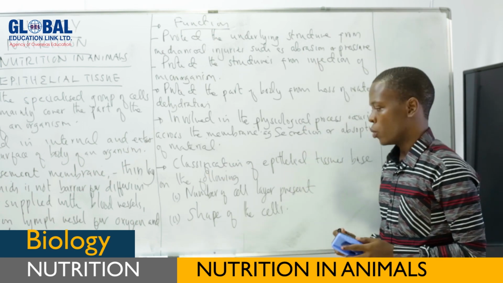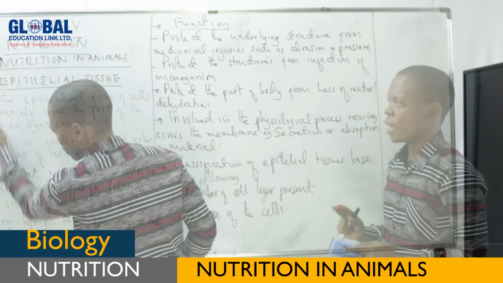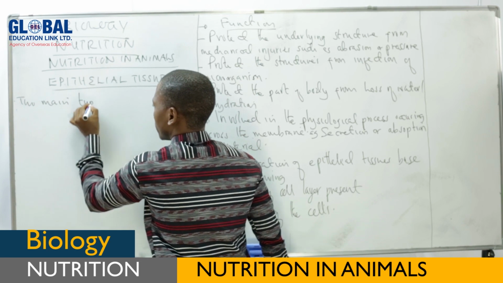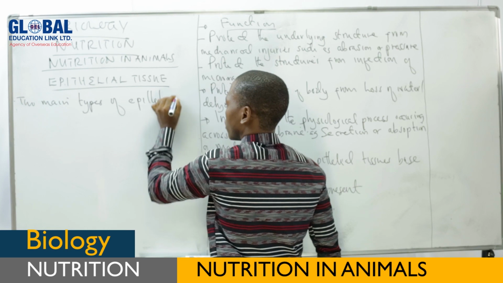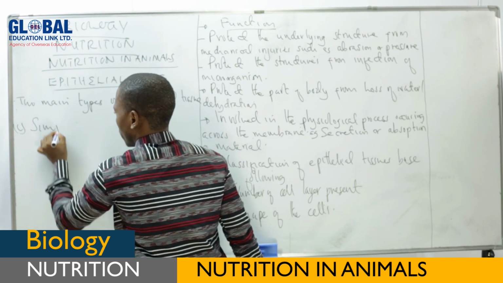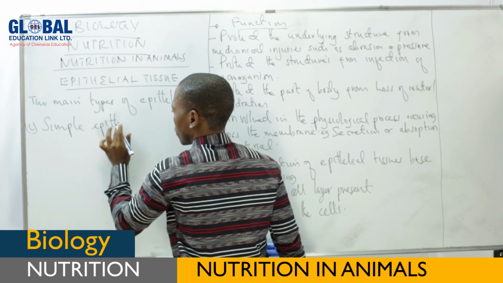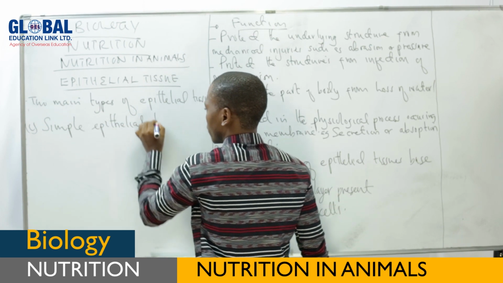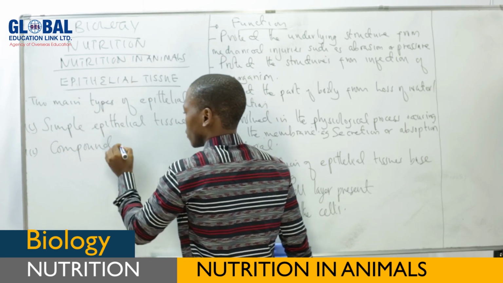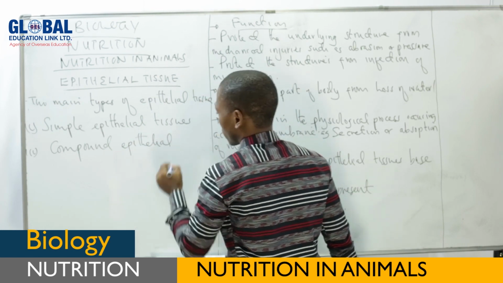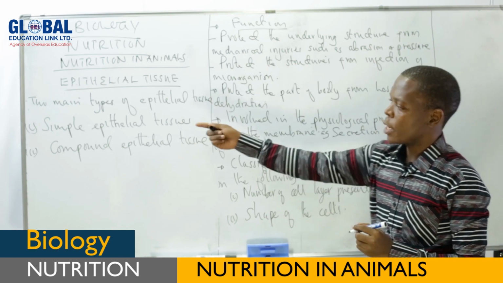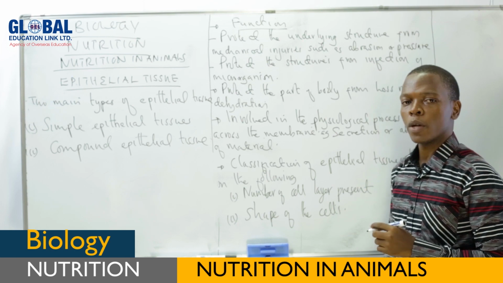Therefore, classification of epithelial tissues according to number of the cell layers, we have two main types of epithelial tissues. These are simple epithelial tissues and compound epithelial tissues. What is the difference between these two? Simple epithelial tissue and compound epithelial tissues.